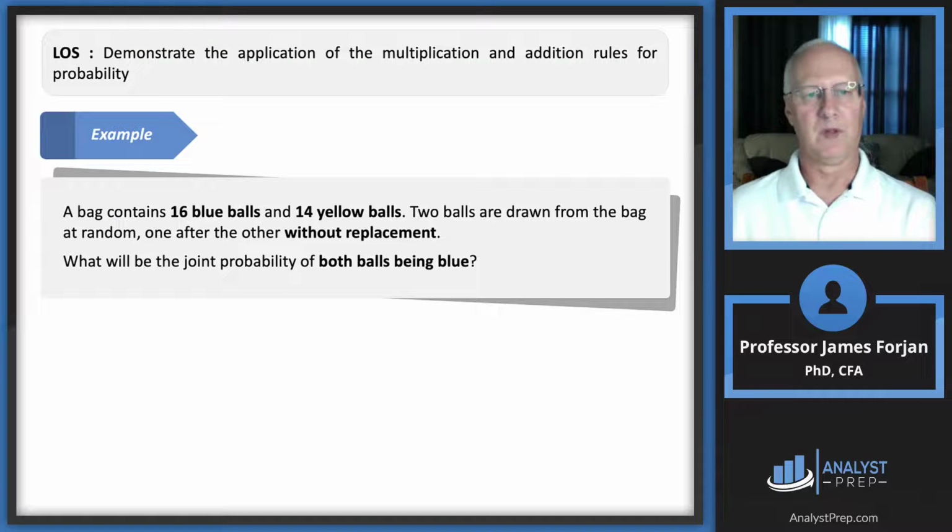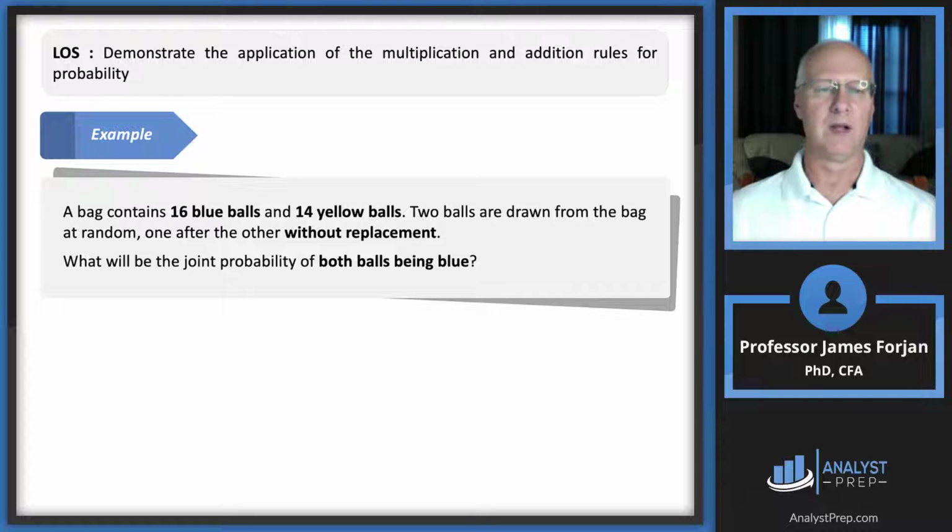Here's a good example that we've come up with. A bag contains 16 blue balls and 14 yellow balls. 2 balls are drawn from the bag at random, one right after the other without replacement. What will be the joint probability of both balls being blue?